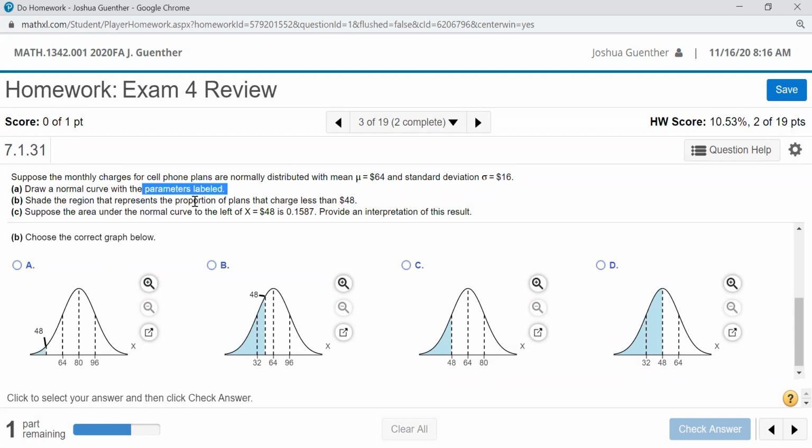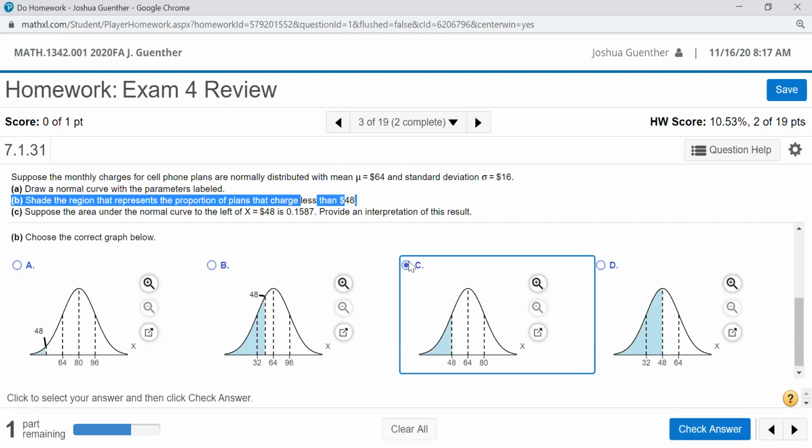let me highlight it well. Shade the region that represents the proportion of plans that charge less than $48. So first of all, we got to make sure we're choosing the correct normal curve here. Remember, the normal curve has to have a mean of 64, standard deviation of 16. So that automatically rules out choice D and choice A. Choice B is ruled out because it's trying to say the standard deviation is 32. So part C here is the only answer.